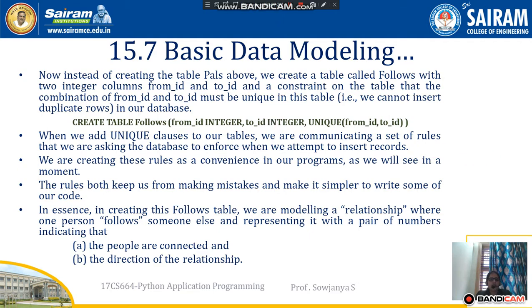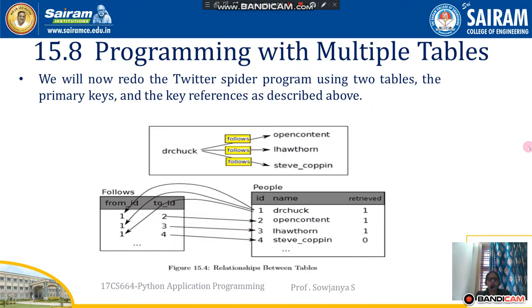When we add the unique clauses to our tables, we are communicating a set of rules we are asking the database to enforce when we attempt to insert records. These rules help us avoid mistakes and make it simpler to write some of our code. So in essence, by creating this follows table, we are modeling a relationship where one person follows someone else, represented with a pair of numbers indicating that the people are connected and the direction of the relationship.